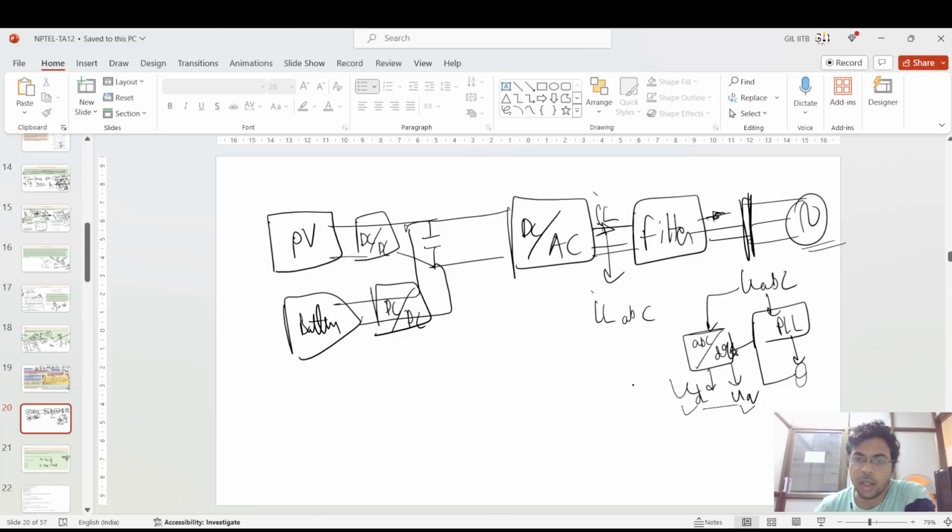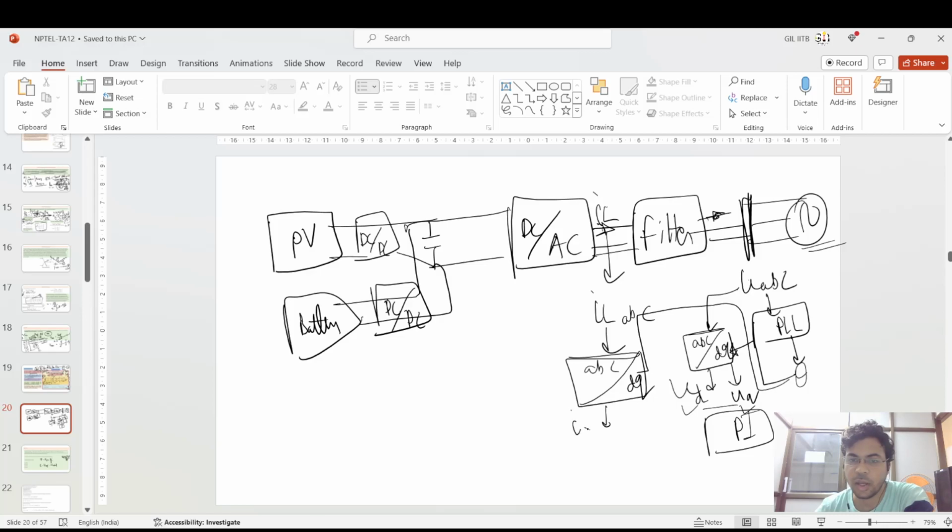Then, how do you get this UD and UQ? It is fed to some PI controller for generating a smooth sinusoidal signal. What about the current? The current is taken and converted into the DQ frame, ABC to DQ. It also takes this theta value which is generated from the UABC. Then it generates the ID and the IQ.